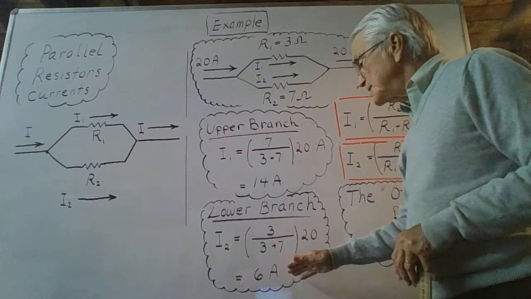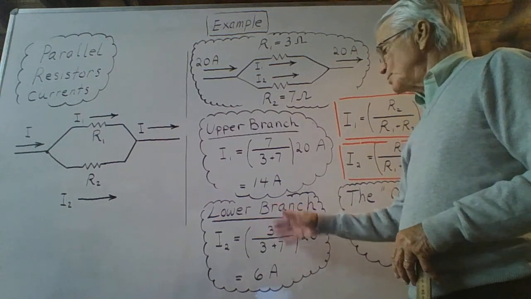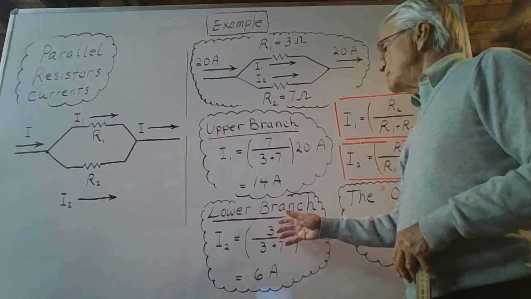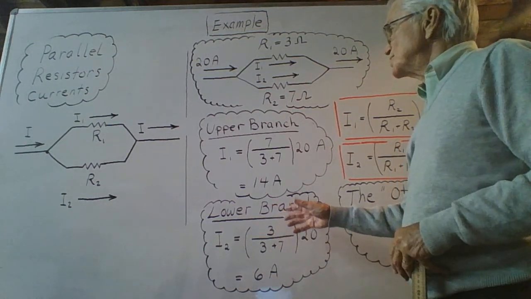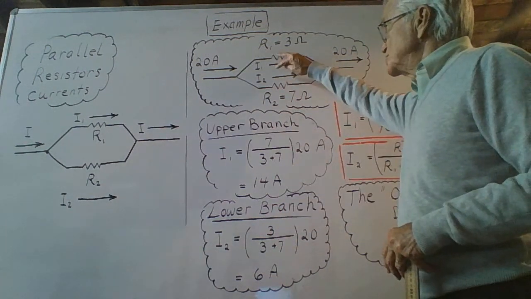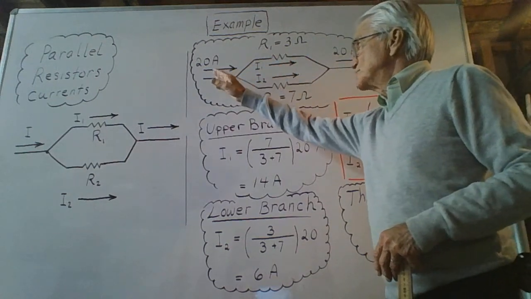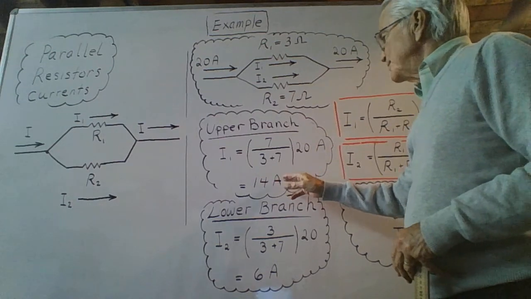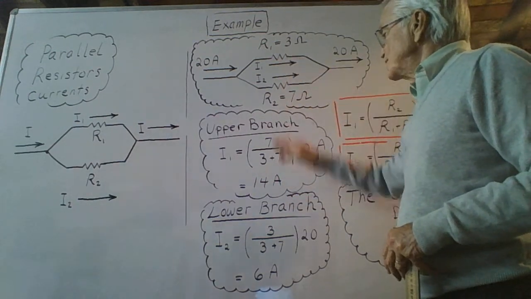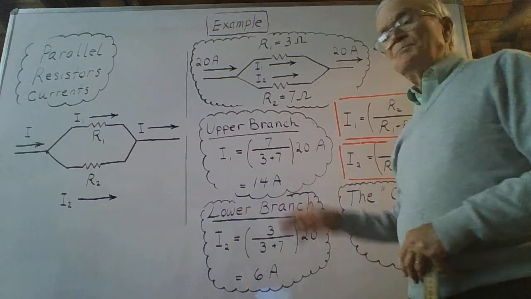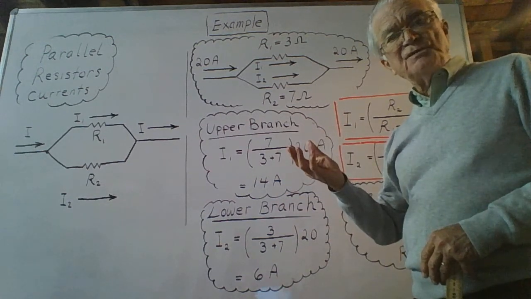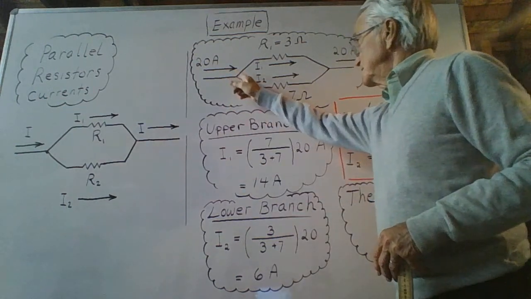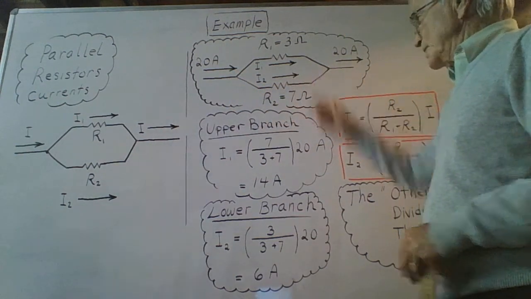You need not calculate the lower branch current in this somewhat more complicated manner if you recognize that the sum of the currents in the two branches must equal 20. You have 20 coming in and it divides. We earlier found that the current to the upper branch is 14, but that leaves 6 to be accounted for, and of course the 6 amperes travels through the lower branch.